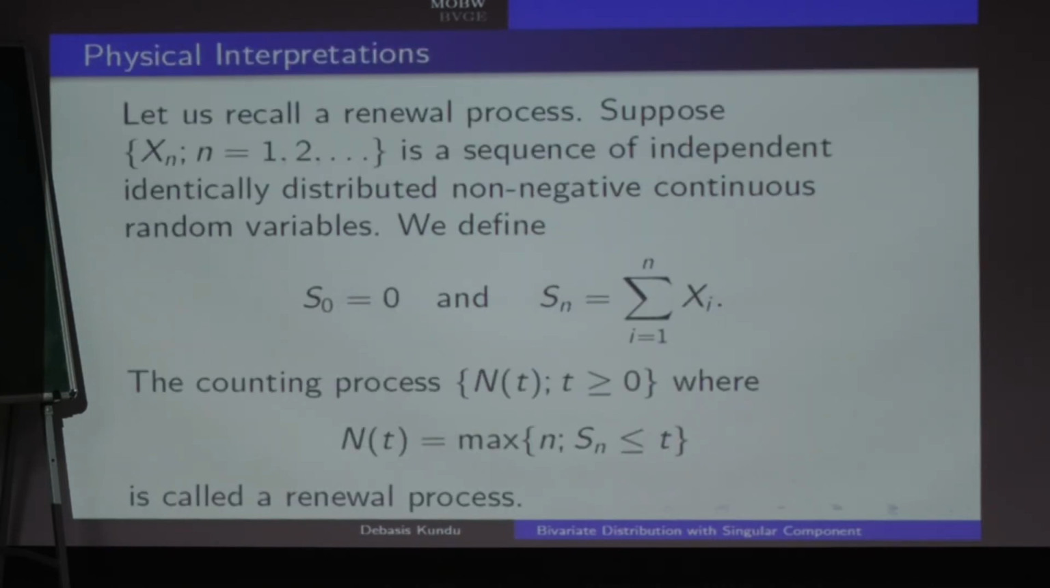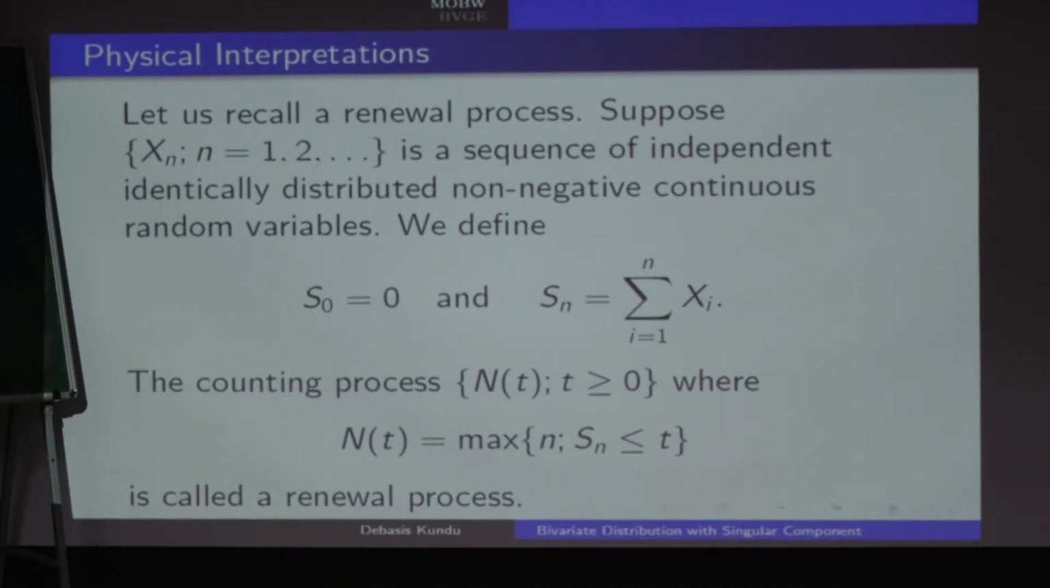Okay, let's look at the physical interpretations. We have seen that the Marshall-Olkin bivariate exponential distribution can be modeled using the Poisson process, so how can we model it using the renewal process? What is the renewal process? The renewal process is just an extension of the Poisson process, and it is basically defined like this.